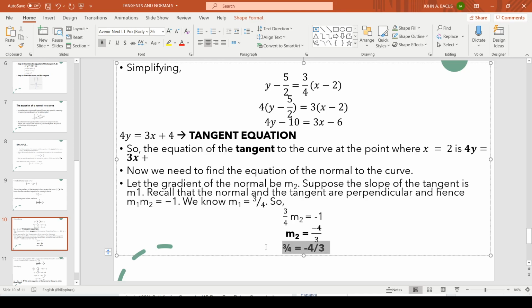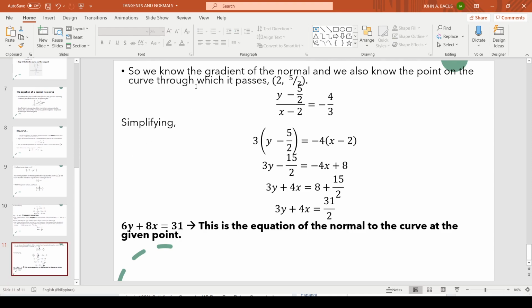So the slope is no longer 3/4. Again, the normal equation is perpendicular to the tangent equation. So you now have the negative reciprocal of 3/4, which is negative 4 over 3. So we already know the slope is negative 4/3. Substitute into the equation of a line formula, y minus y sub 1 over x minus x sub 1 is equal to the slope, which is negative 4/3.